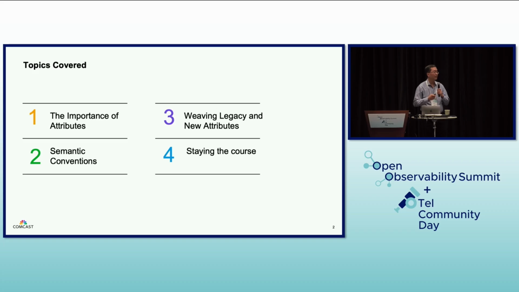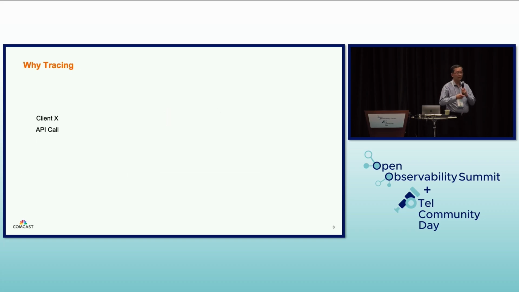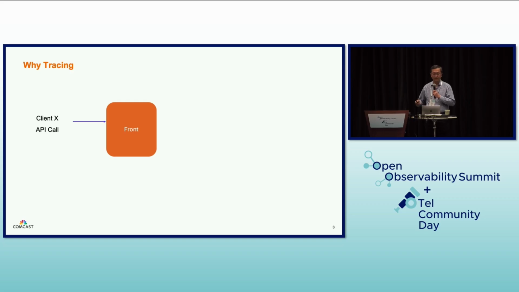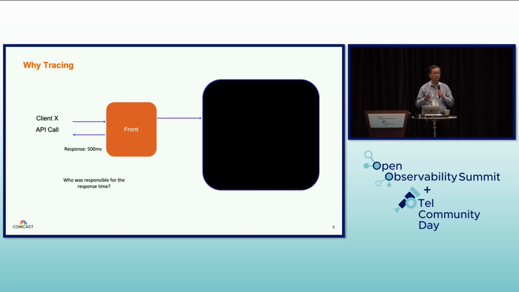So let's start a little bit by talking about why we need tracing. I'm sure we're all convinced of this, but just to go briefly over it, let's say we have a client X that makes an API call to a front-end layer and receives the response back after 500 milliseconds. And suppose we wanted to know who was responsible for these 500 milliseconds. We all know that the front layer will be making calls to the back end, but we would have no visibility into the call stack. It's indeed a black box for which we cannot observe events that are taking place. So that's why we need tracing.